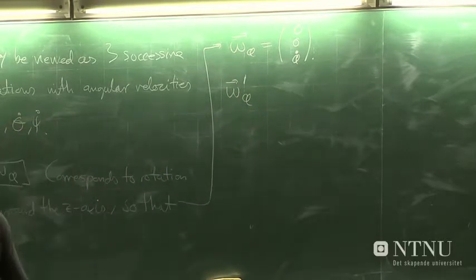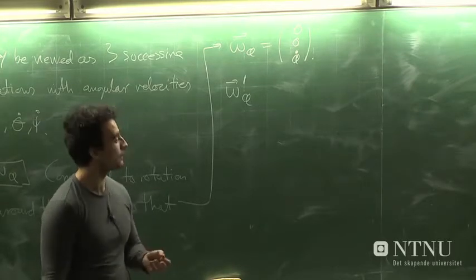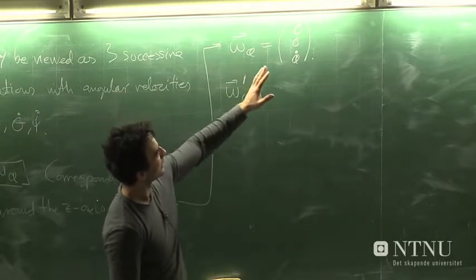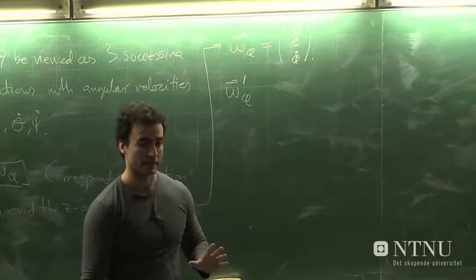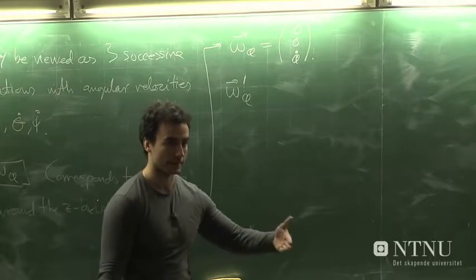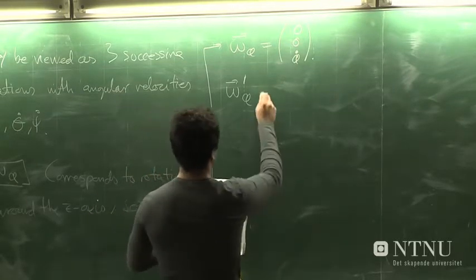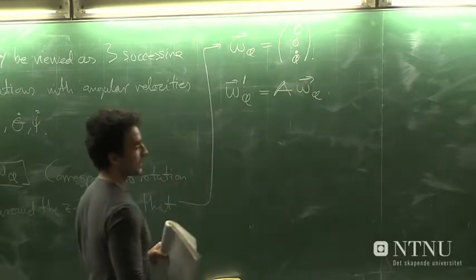And the objective is to find the angular velocity in the final rotating system, the XYZ prime system, if you will. So we know how to do this. We just have to multiply this vector in the original system with the A matrix, which was equal to BCD, the total transformation going from the original to the final system. So we have this relation.